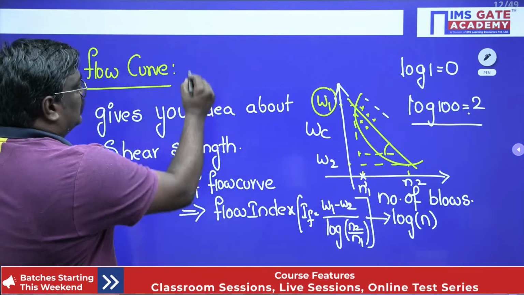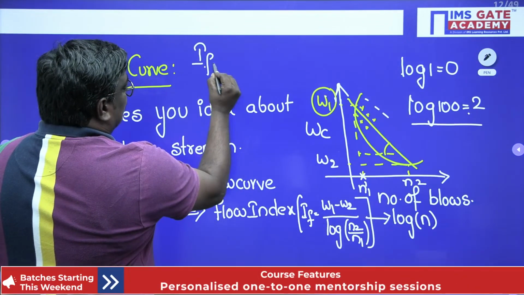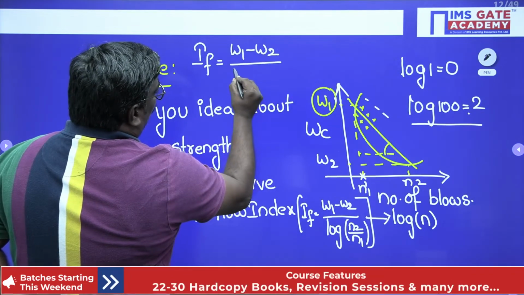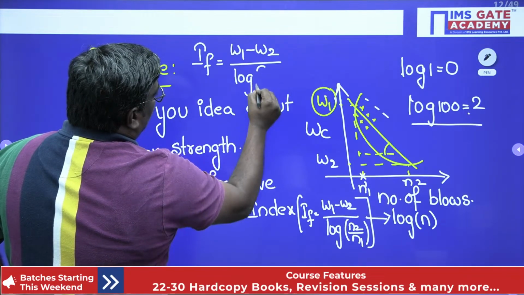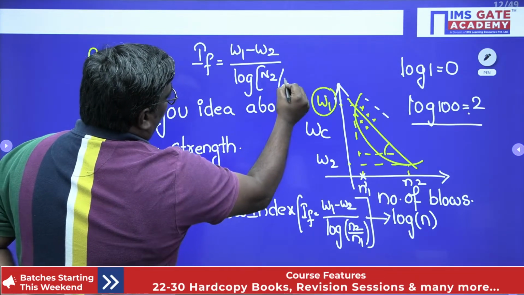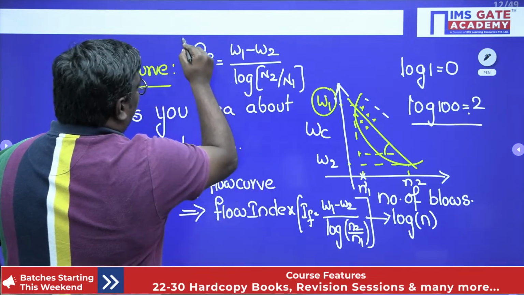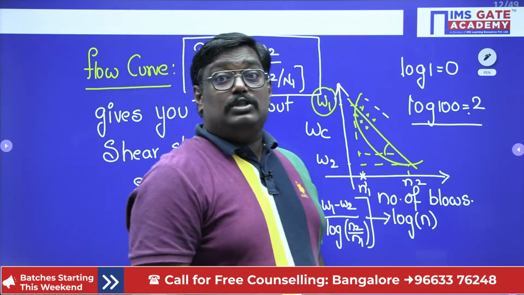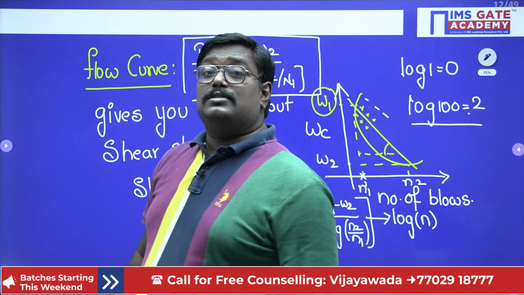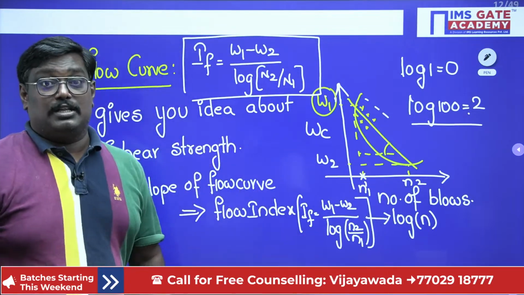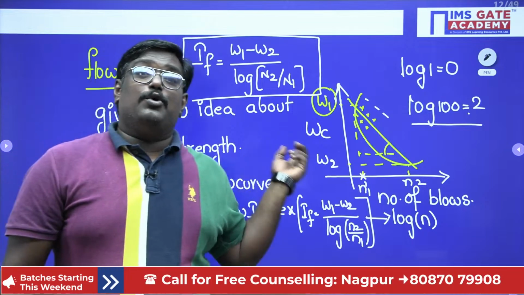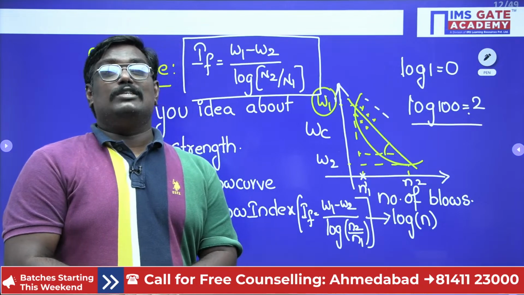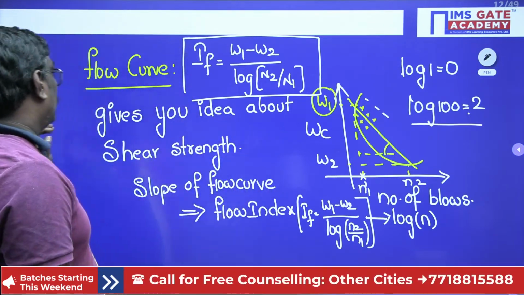So my dear students, the slope of the flow curve is nothing but the flow index, and it is given by the formula W1 minus W2 over log of N2 by N1, where N1 represents the number of blows and N2 also represents the number of blows. So this might be helpful to get an idea about the shear strength. And one more thing, students, whenever you are performing this test, soil passing through 425 micron is used. So this is how we talk about the flow curve.